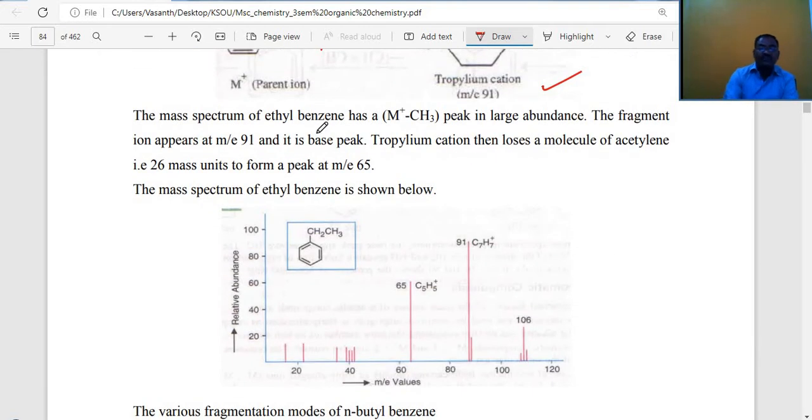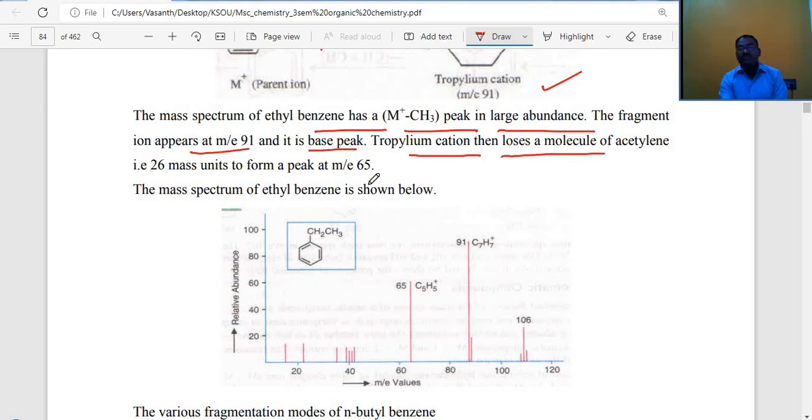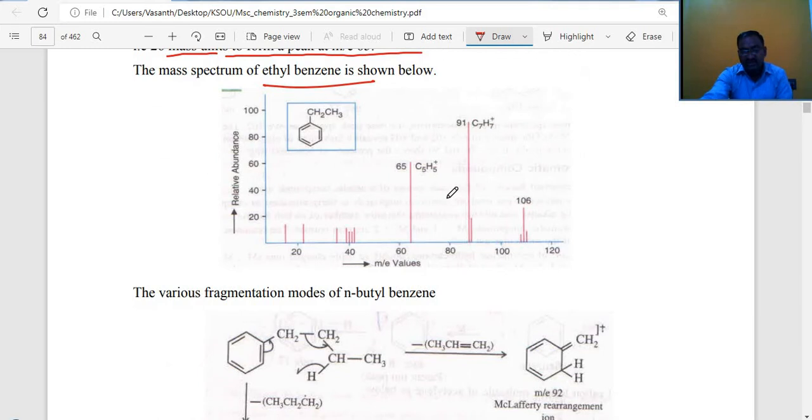The mass spectrum of ethyl benzene has an M minus CH3 peak in large abundance. The fragment ion appears at m/e 91 and it is the base peak. The tropylium cation then loses a molecule of acetylene, that is 26 mass units, to form a peak at m/e 65. The mass spectrum of ethyl benzene is shown here.